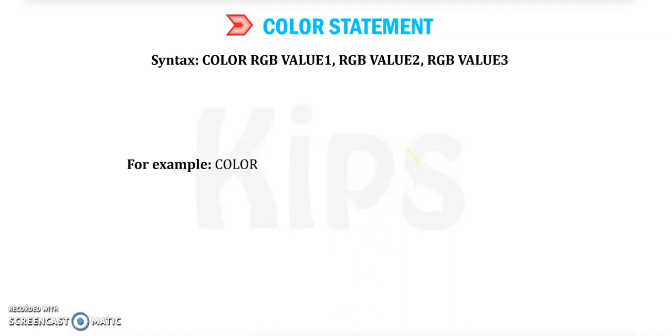No colors. Okay. Then the syntax is color, then RGB value 1, then RGB value 2 and RGB value 3. Three values. Along with the color names we have, if we are writing numbers, we have to give the three values. So color 0, 0, 0 means it is for black color.